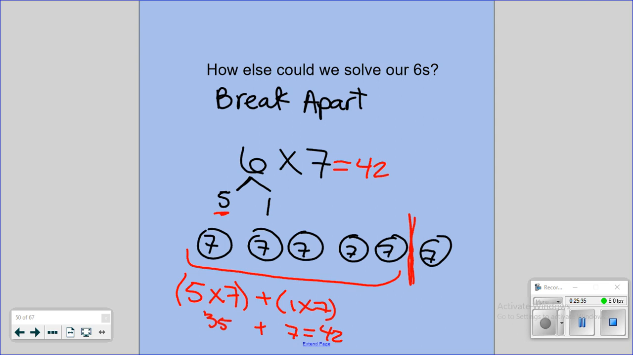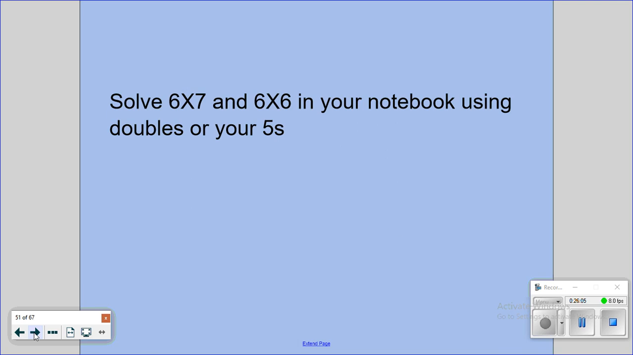I like break apart because I can take something hard like my sixes that I don't skip count well, and I can make it easier. I know my fives and I know my ones. That's way easier for me to multiply with than my sixes. And it's also easier because if you were counting them, you would probably lose track. Yeah, for sure. So we figured out 6 times 7 using break apart.